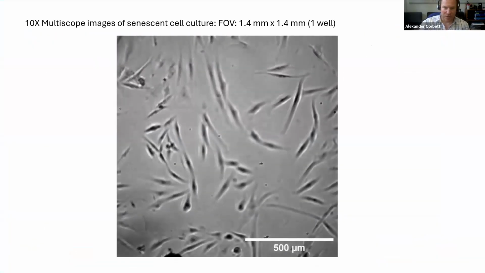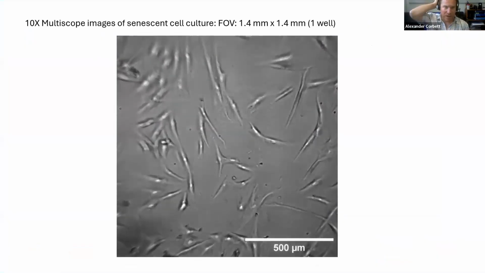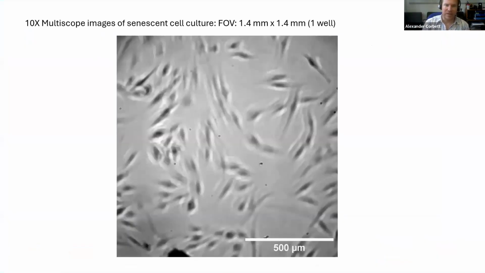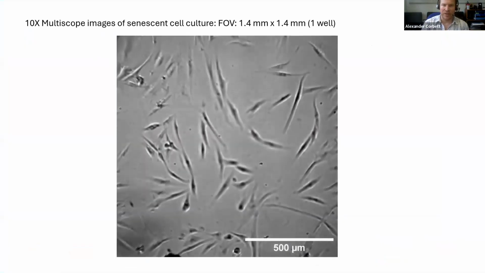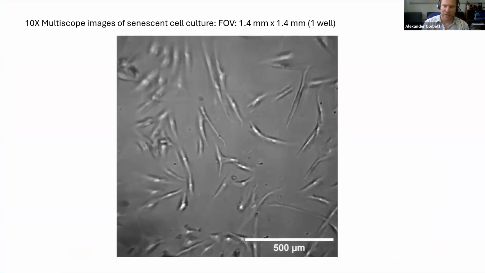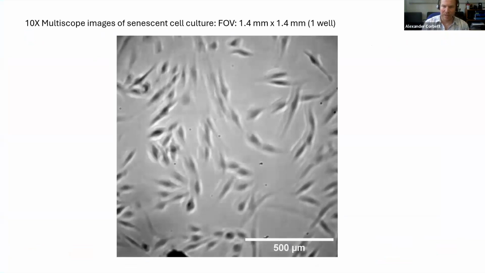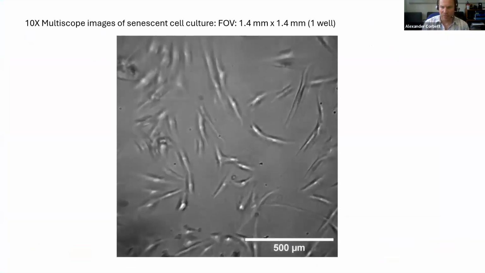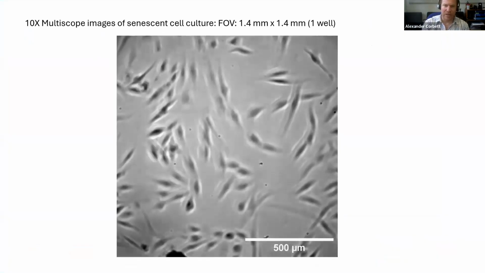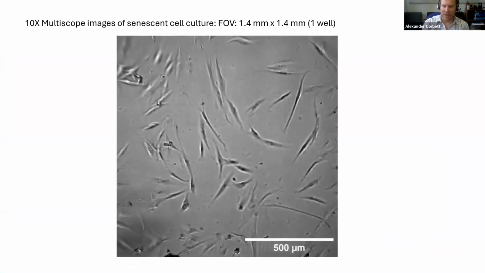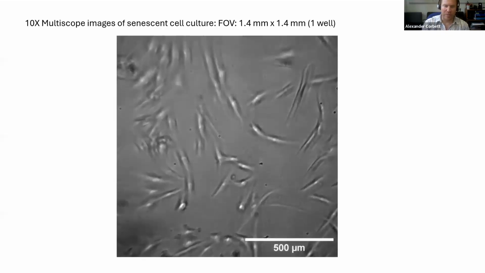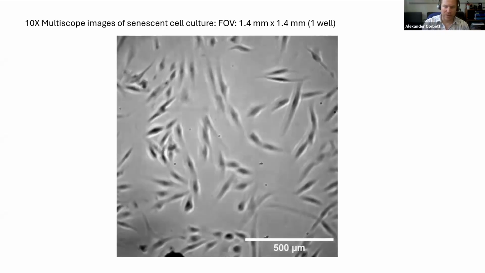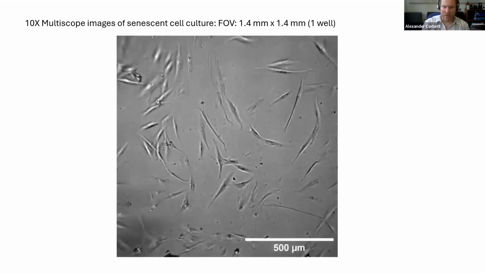So we've got some cells. Obviously, we're very interested in imaging cells as well. Here are just some 10x images of a senescent cell culture. Each of these is 1.4 by 1.4 millimeters for a single well. And this is just a through focus stack. Each of the multiscopes comes with its own Z range of about 15 millimeters with 400 nanometer step size. So we can get these nice smooth Z stacks.